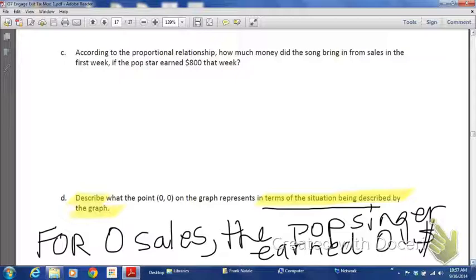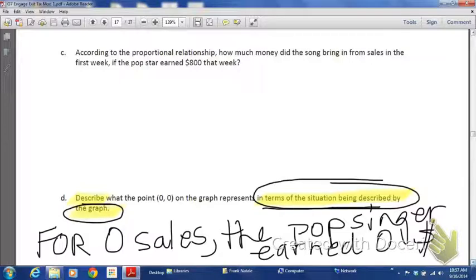Somebody wrote that, well, that's the origin. Well, that wasn't what the question asked. Yes, it is indeed the origin, but what does it mean in terms of the situation being described by the graph? So, yeah, very, very proud of the many of you who did a very decent job on that one.